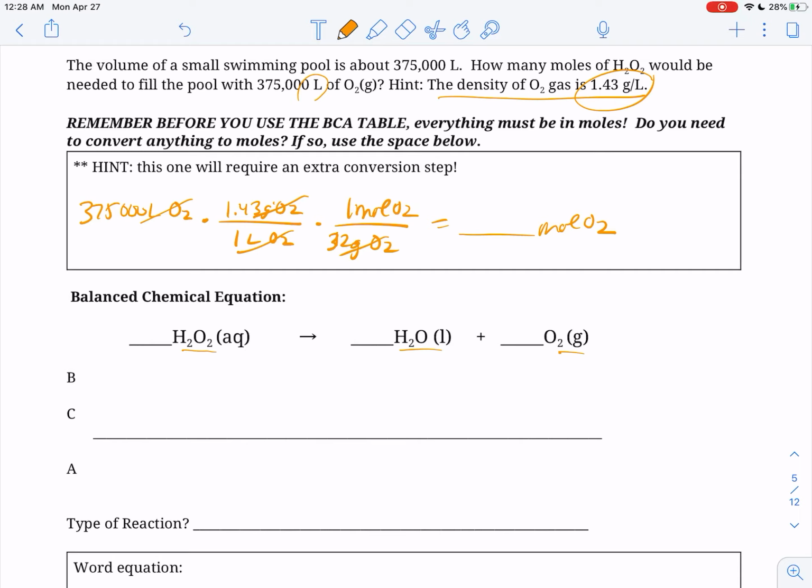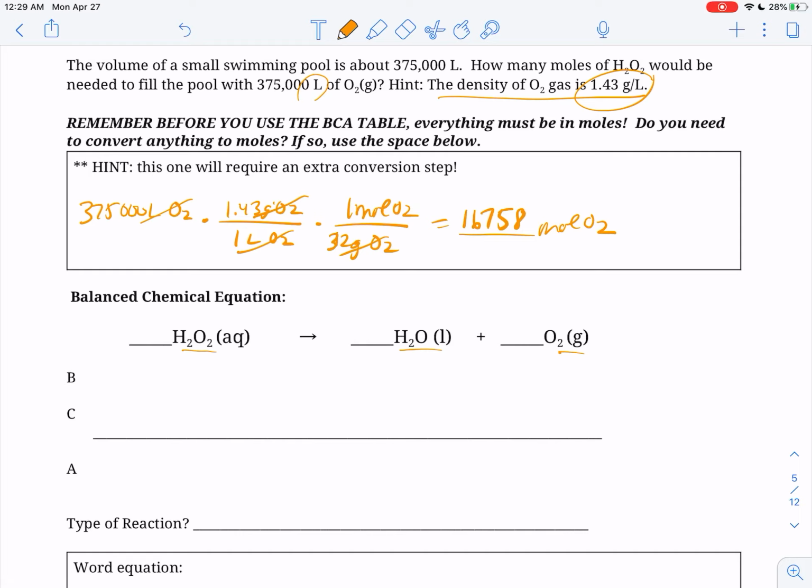So 375,000 times 1.43 divided by 32. Whoops, oh shoot. 375,000 times 1.43 divided by 32. Holy moly, this is going to be a lot. 16,758 moles of oxygen. That is a lot.